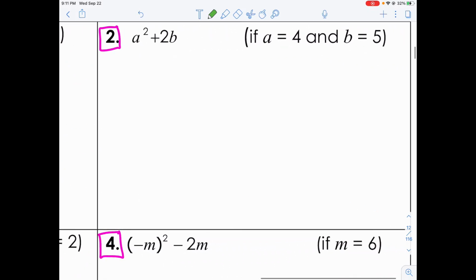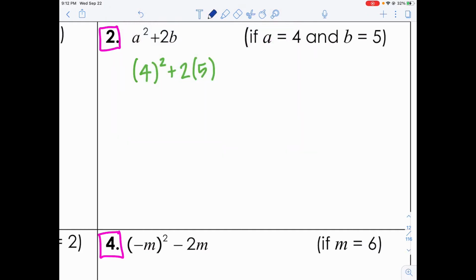Looking to number 2. This is a squared plus 2b, so same thing, we're going to substitute in our numbers for the variables that they're given, making sure that every time we substitute in, we put it inside of a parentheses. So for a, this is a squared, so I'm going to put a parentheses, and a is 4, so I'm going to do 4 squared. Plus 2 times b, and for b, I'm going to substitute in 5.